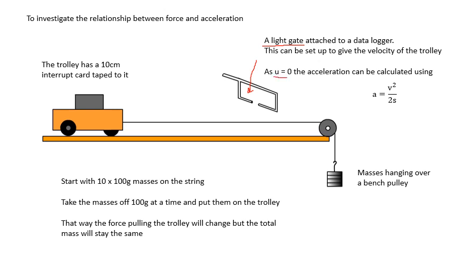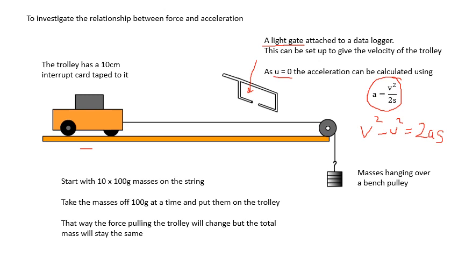Now, if u equals 0, in other words, if the trolley starts from rest, we can work out the acceleration using this equation here. You might remember, hopefully, v squared minus u squared equals 2as. We said that in an earlier video, calculating acceleration. All I've done is rearrange it, and said that u is 0, so u squared is 0.